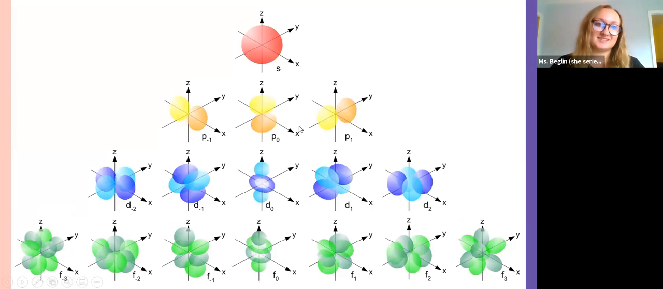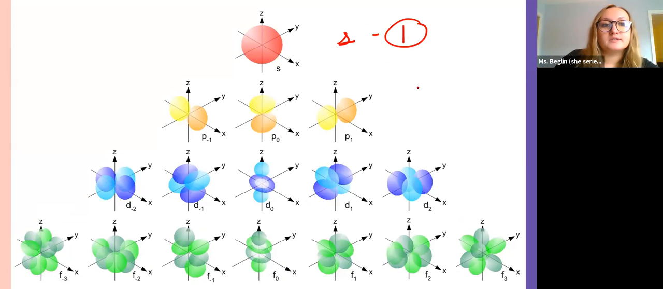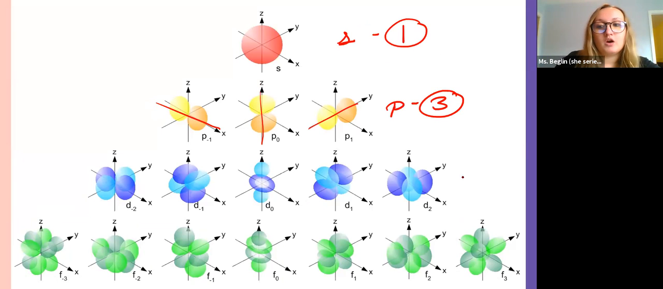What this looks like is this. Here we have our s orbital, and there is only one of them because there is one orientation. Our p orbitals, there are 3 of them, each with its own orientation. Our d orbitals, there are 5 of them, each with their own orientation. And then we have our f orbitals, and there are 7 of them, each with their own orientation.